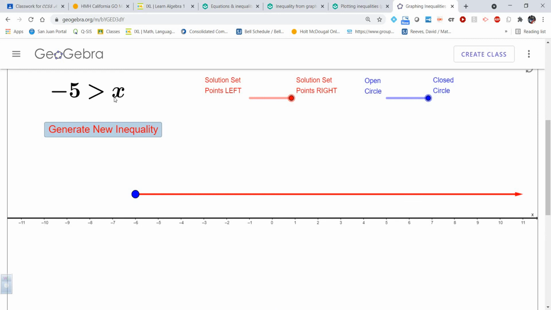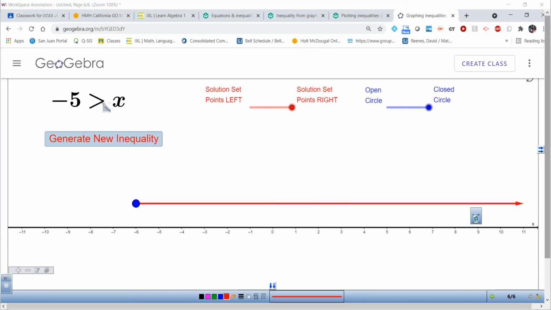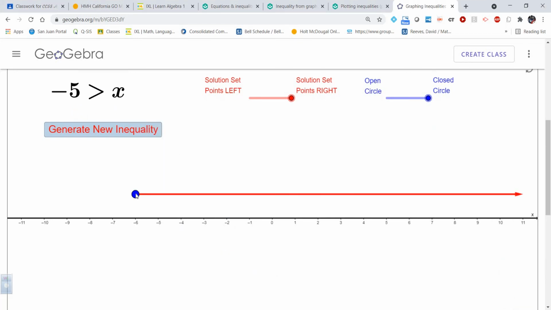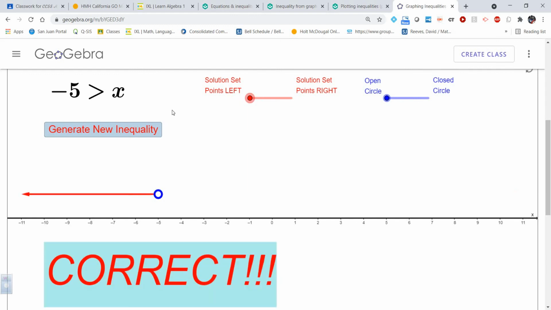Actually, let me do one more where the variable's on the right. Before we graph this one, let's just flip this one around. -5 is greater than x. If I just flip it around, I get x is less than -5. Maybe that's easier for you if you just flip it around and then go to graph it. X is less than -5. We want an open circle, and we need it to go the other way. We need all of the x values to be less than -5, or we need -5 to be bigger than all of these x values.